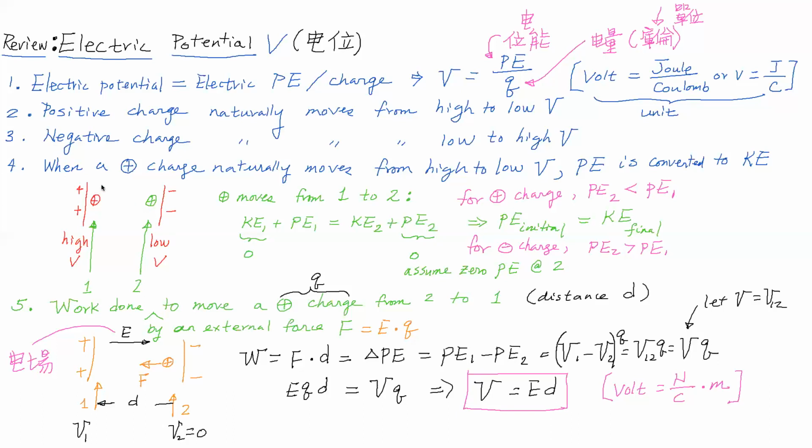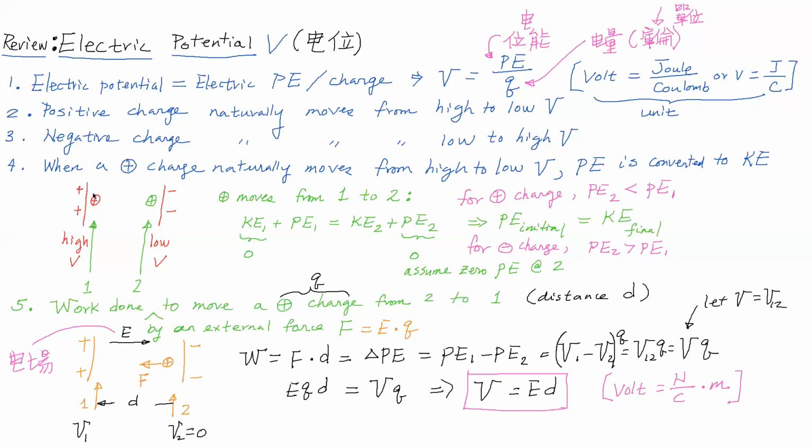And for either positive or negative charge, they always go from high potential energy to low potential energy. So I repeat, okay? Positive charge will naturally move from high to low potential. Negative will move from low to high potential. For both positive and negative charge, they always move from high potential energy to low potential energy.